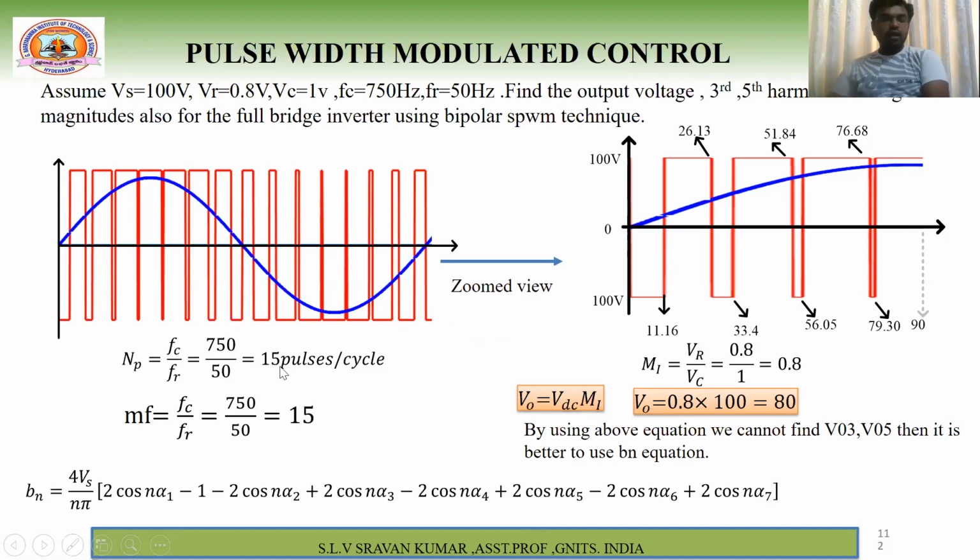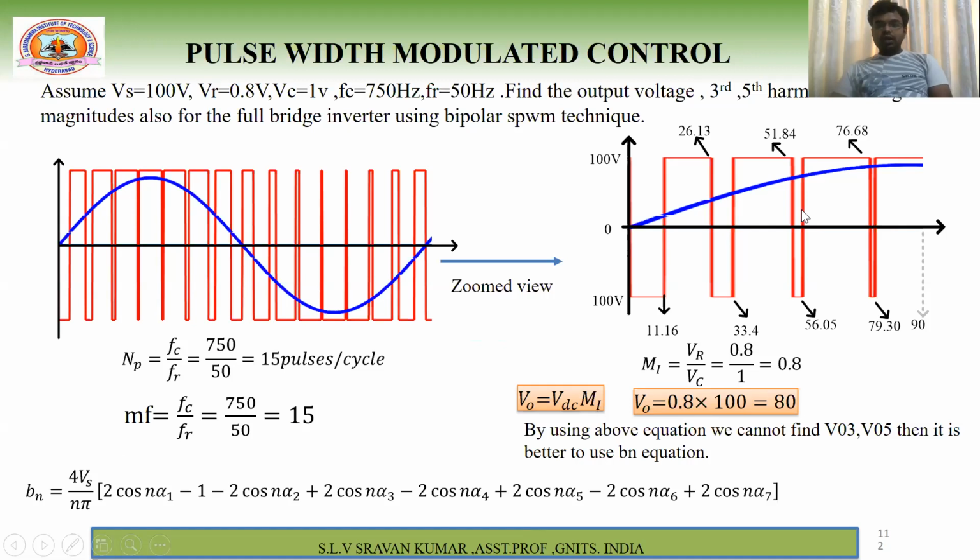Okay, right. So the modulation frequency ratio is nothing but Fc by Fr, which is the same, right? This is the number of pulses or cycles we consider. From one here you are getting one cycle like this, so that is nothing but 15 pulses per cycle. Cycle means you just consider this one. So how many pulses? This is the total you have to consider, right?